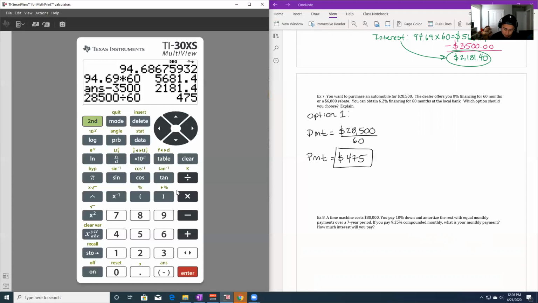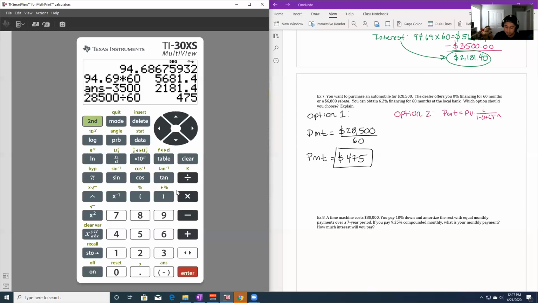Now let's look at option 2. We're looking for payment, which means we're going to need the payment formula, which is payment equals present value times I over 1 minus (1 plus I) to the negative n. You see, once it burns in your brain, you remember it.